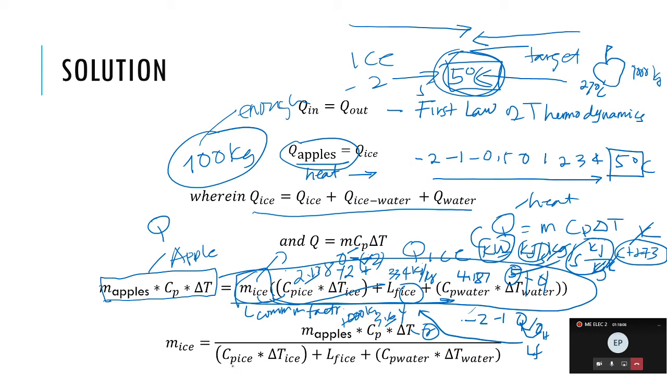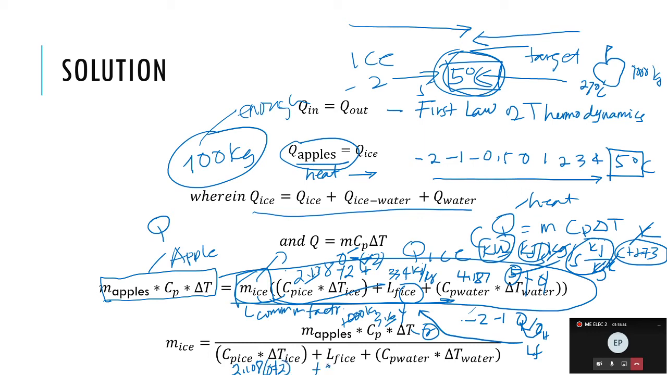Ngayon, CP ng ice, alam ba yung CP ng ice, class? Ano 'yon? 2.108. Yung delta T ng ice, ano ba yung temperature na na-involve sa ice? Mula sa kanyang negative 2 na ice, naging 0. So dito ka sa higher temperature, 0 minus 2. So plus 2 na 'yan.